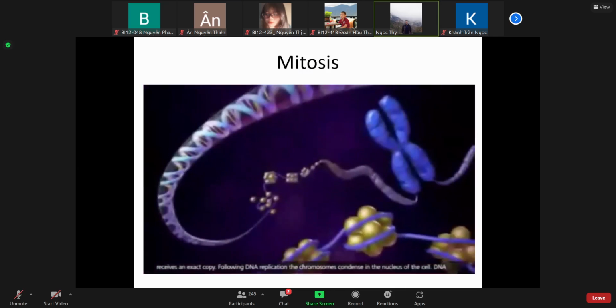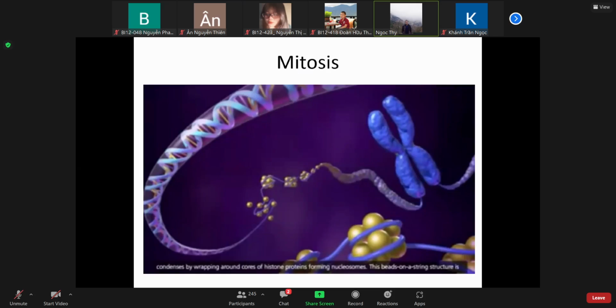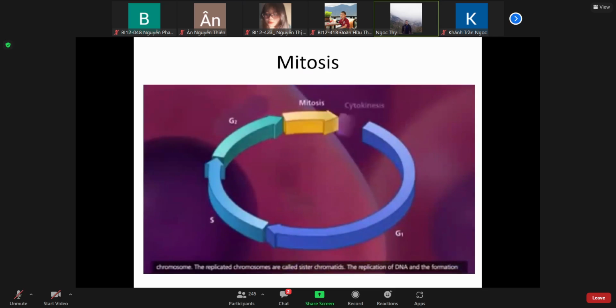Following DNA replication, the chromosomes condense in the nucleus of the cell. DNA condenses by wrapping around cores of histone proteins, forming nucleosomes. This beads on a string structure is called chromatin. As a cell prepares to divide, chromatin coils up further, shortening and condensing the chromosome. The replicated chromosomes are called sister chromatids. The replication of DNA and the formation of sister chromatids is one part of the entire cell cycle. To prepare for cell division, the cell goes through interphase, which can be divided into three distinct phases.